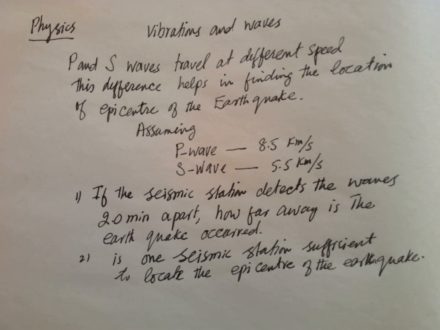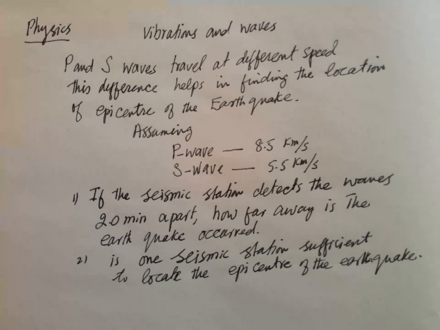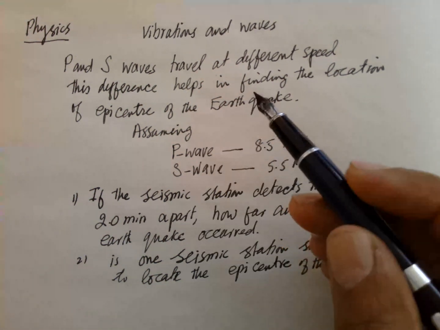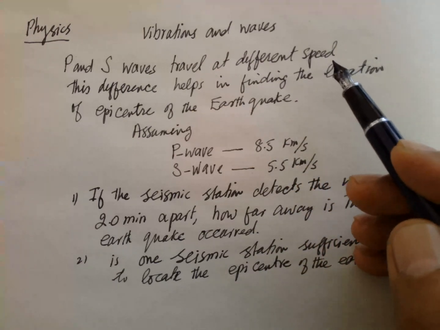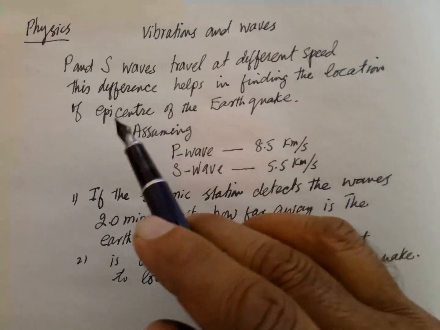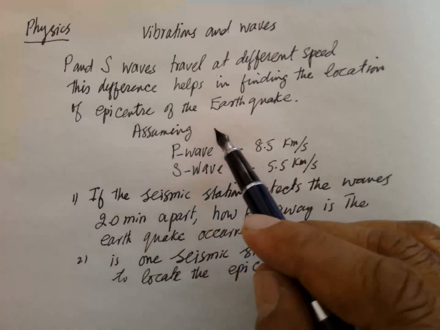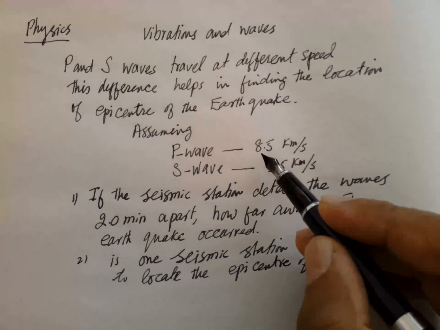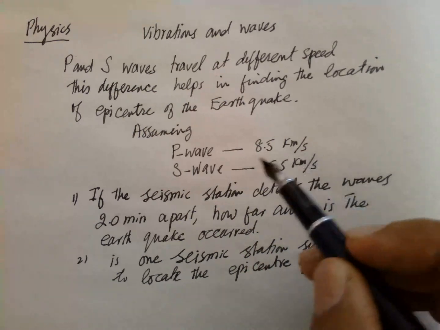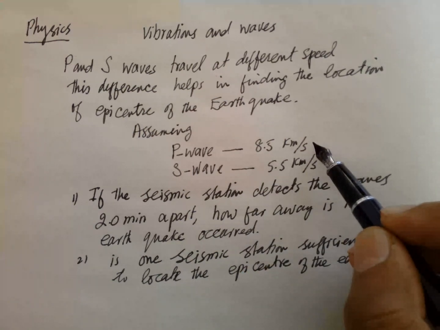Physics, vibrations and waves. This is a very interesting question. P and S waves travel at different speeds in an earthquake. This difference helps in finding the location of the epicenter of the earthquake. Assuming the P wave is 8.5 kilometer per second and the S wave 5.5 kilometer per second, the P wave is faster.